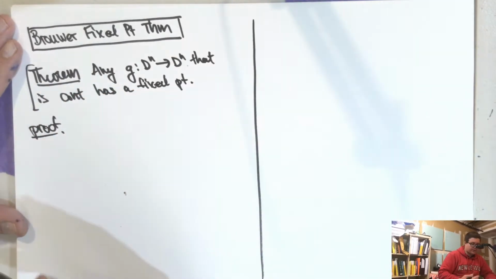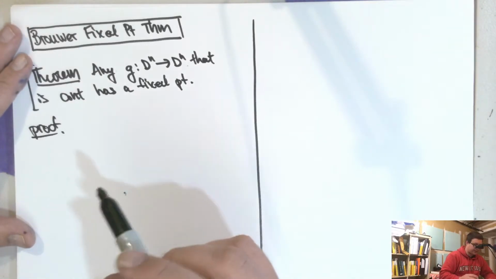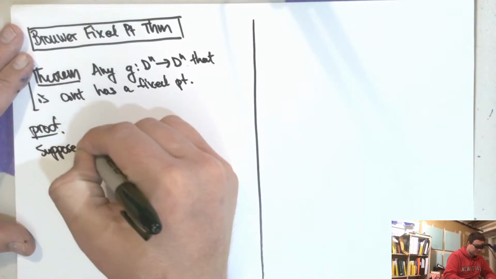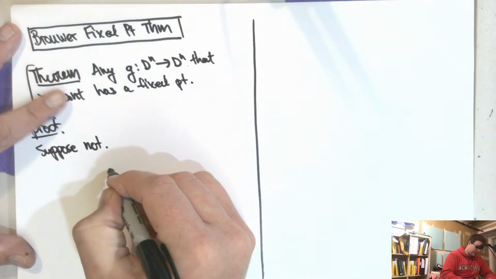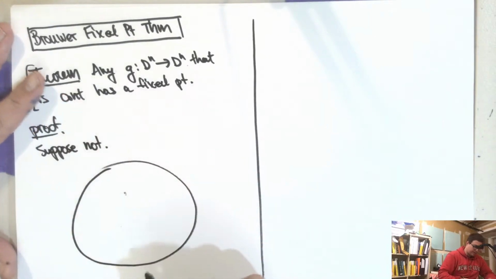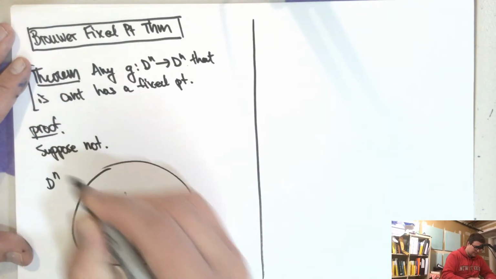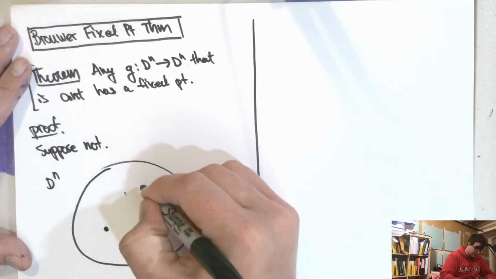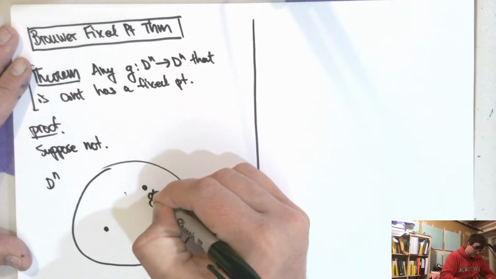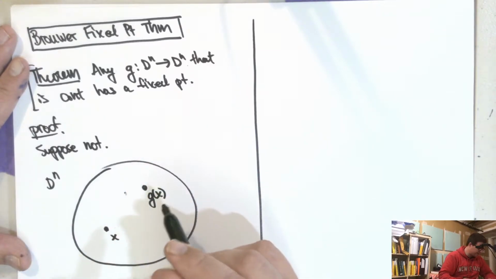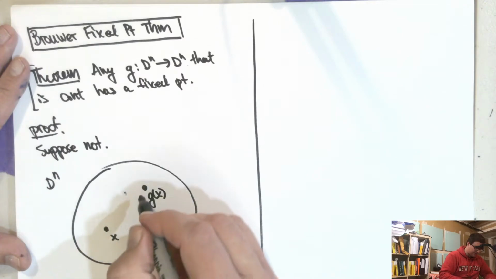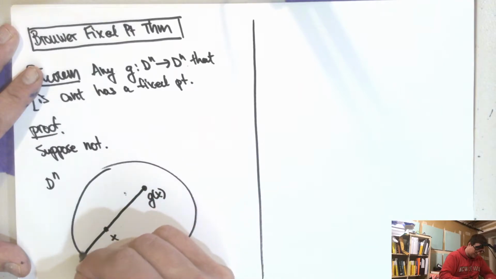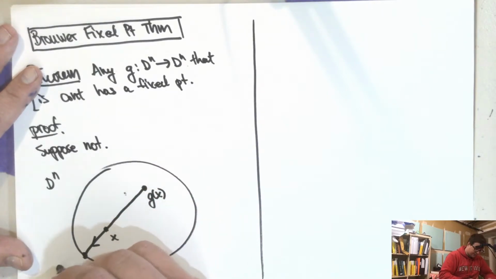Okay, so what we're going to do is produce a retraction onto the boundary. If not, so suppose not. Here is D^n. I can take x, and then I can take g(x). So here's x, and here's g of x. Then I can make a line from g of x to x, like so, and this defines f of x.